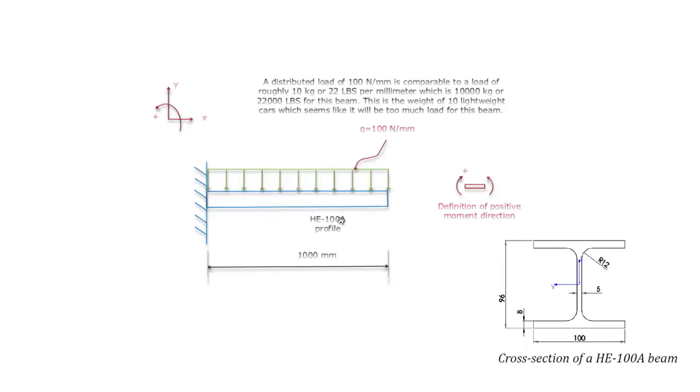So here's what I'm going to analyze. I'm going to analyze an HE 100A profile under a distributed load of 100 Newton per millimeter. And when you see the distributed load, you should also consider, is this a lot or not? 1 meter times 100 Newton per millimeter means that it's in total 100,000 newtons, which is about 10,000 kilograms, and that's the weight of about 10 cars. So that's a lot. So I'm not assuming this beam will be able to take this load.